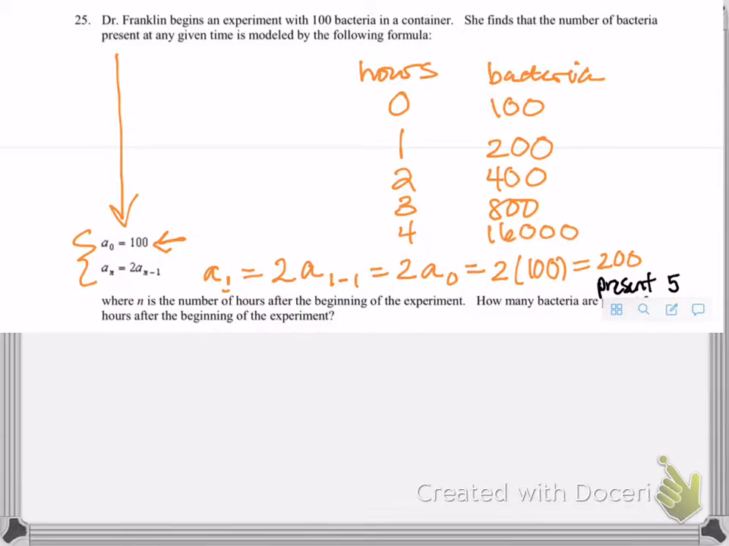But this wants us to tell it how many are present after 5 hours. So I'm going to do a little jump down here. And I see that after 5 hours, I double once more, and I get 3,200 bacteria after 5 hours. So recursive functions, we just use what we had previously to get the next one. And to find the next one, we just look at what the recursive formula says to do. In this case, multiply by 2.